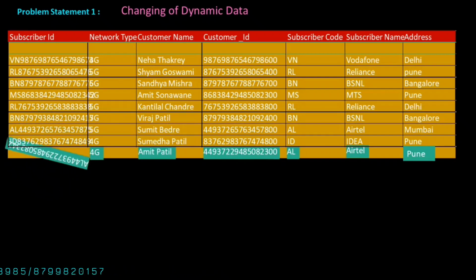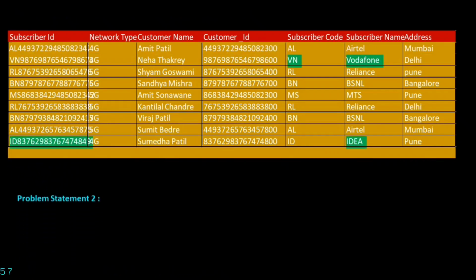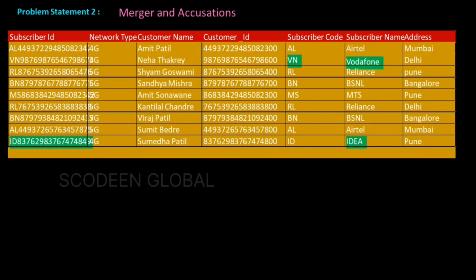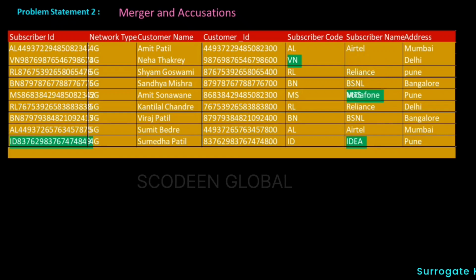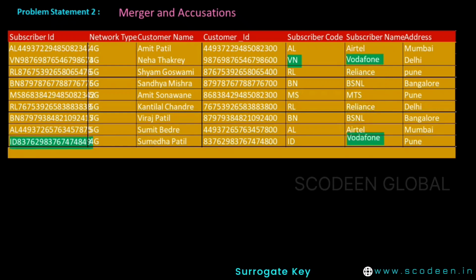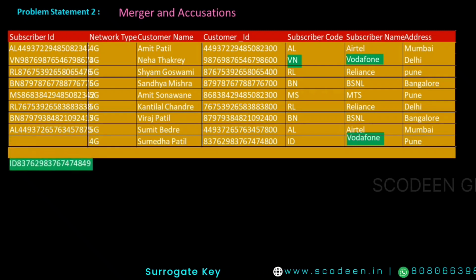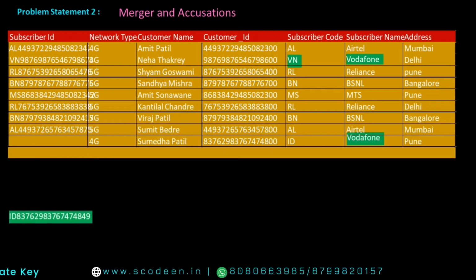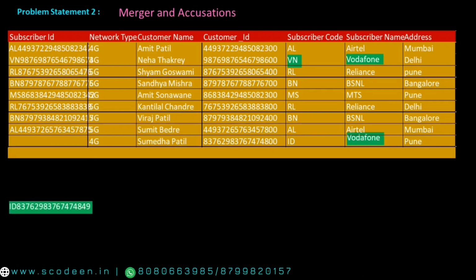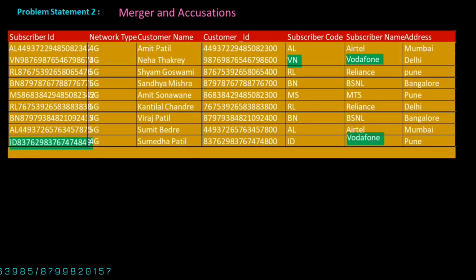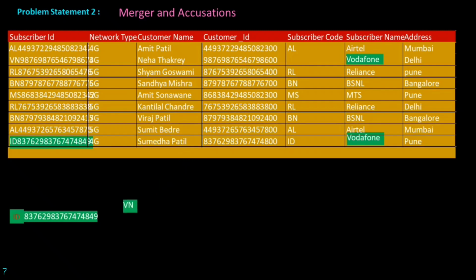Let's understand problem statement 2, that is merger and acquisition. Assume Vodafone merged with Idea company, that is, one company takes over another company. In that case, all the subscriber IDs of Idea will be renamed as Vodafone subscriber IDs. Idea subscriber IDs start with ID and 17-digit numeric, but they will be replaced with VN.